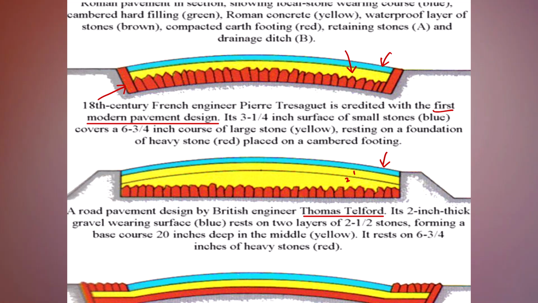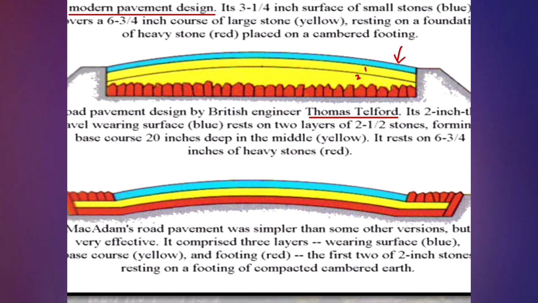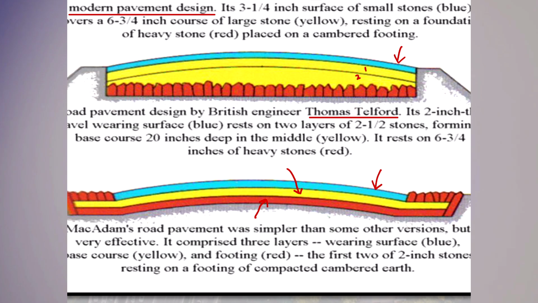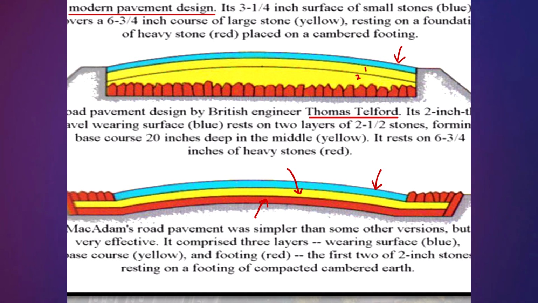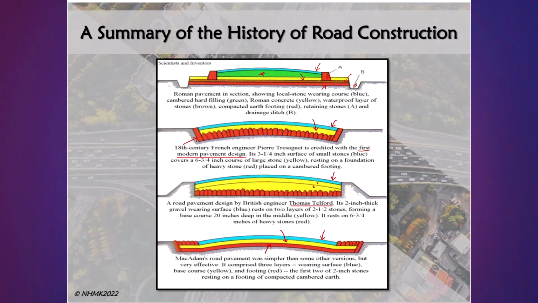sub-base for roads. And lastly is Macadam's road pavement. It was a bit simpler than some other versions, but very effective. It comprises of 3 layers. The first is the wearing surface, and that is the base course, and also the foundation or the footing, which is red in color. It is also resting on a footing of compacted cambered earth. So this is the history of road construction in comparison.